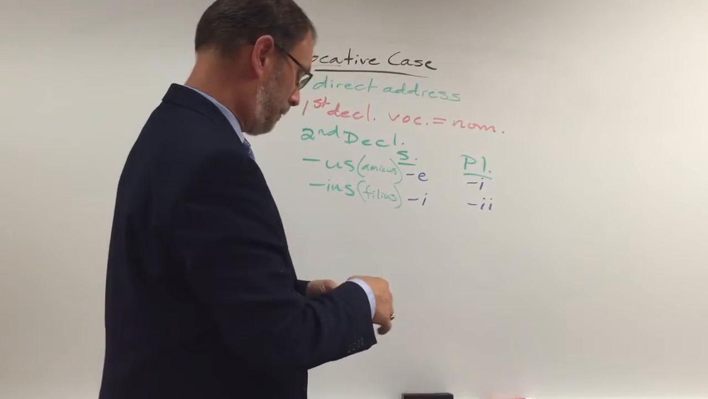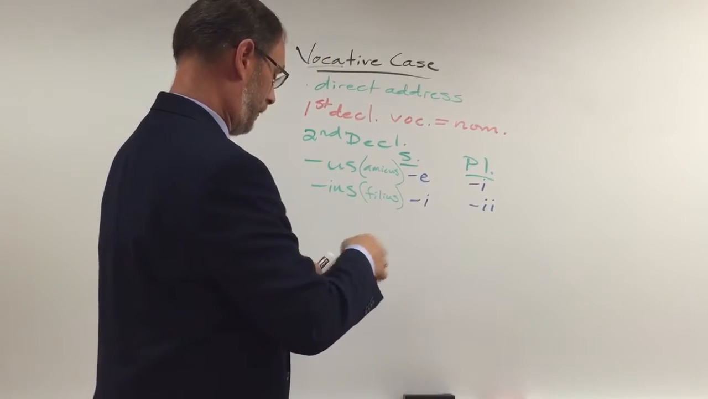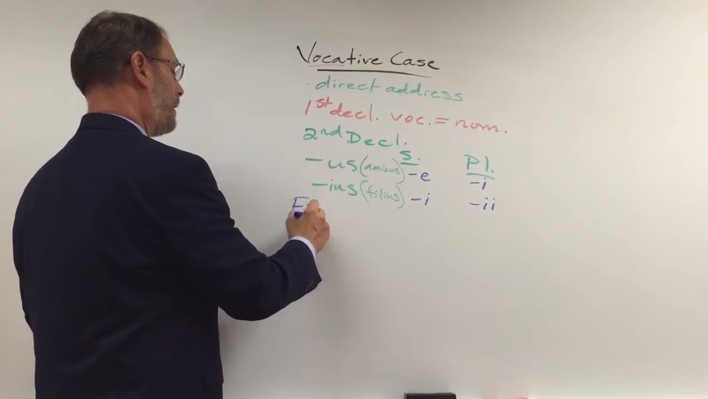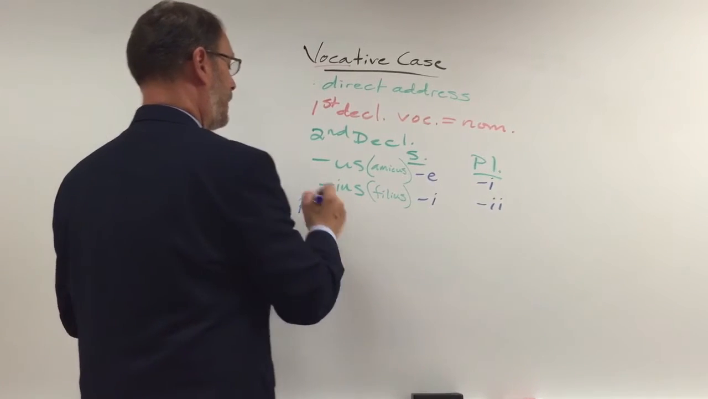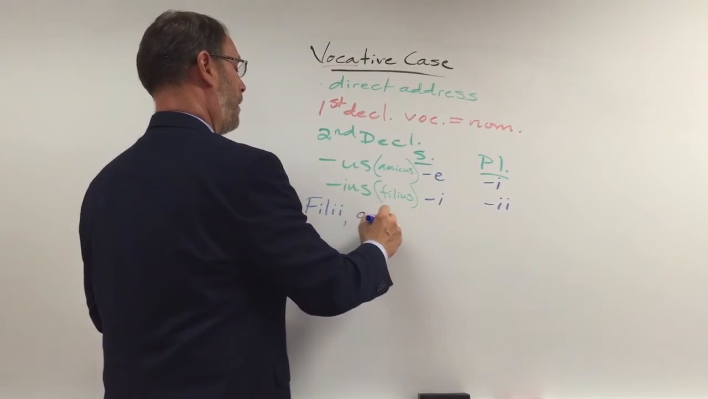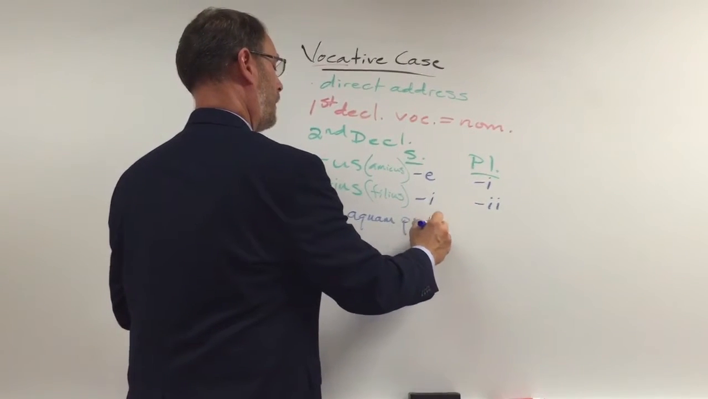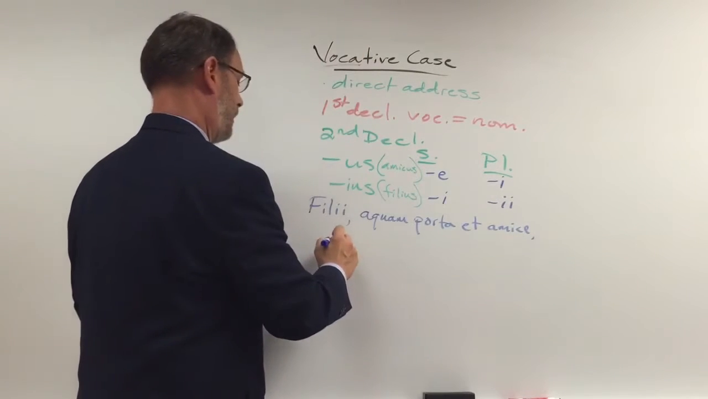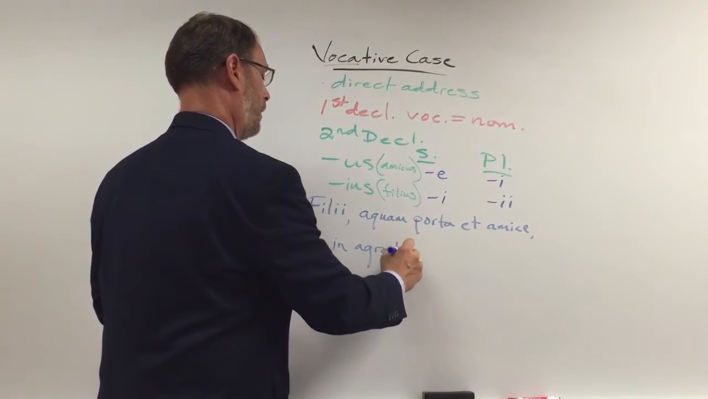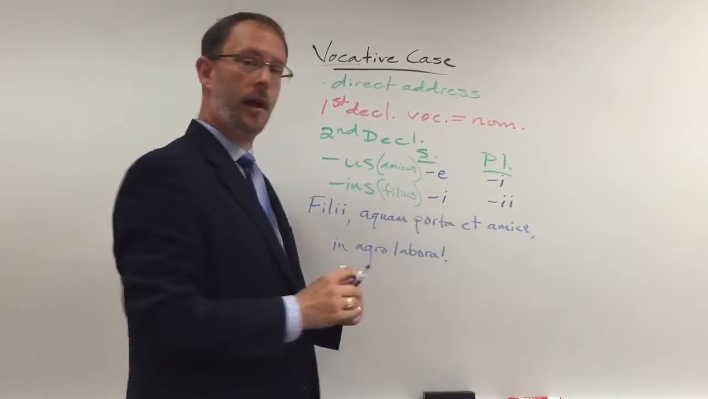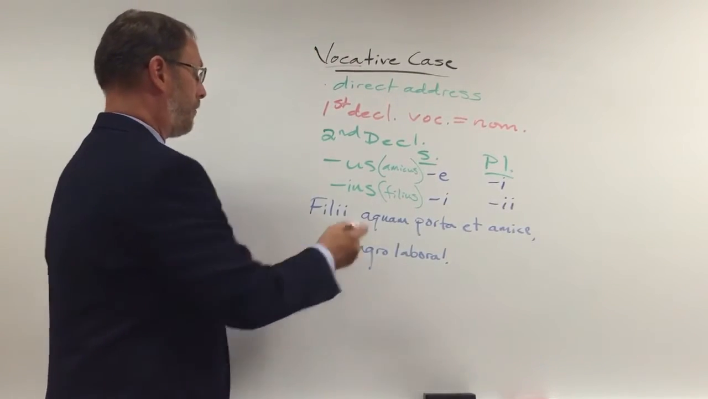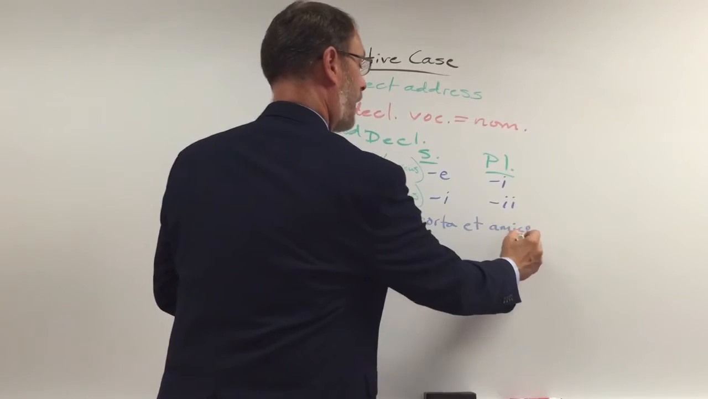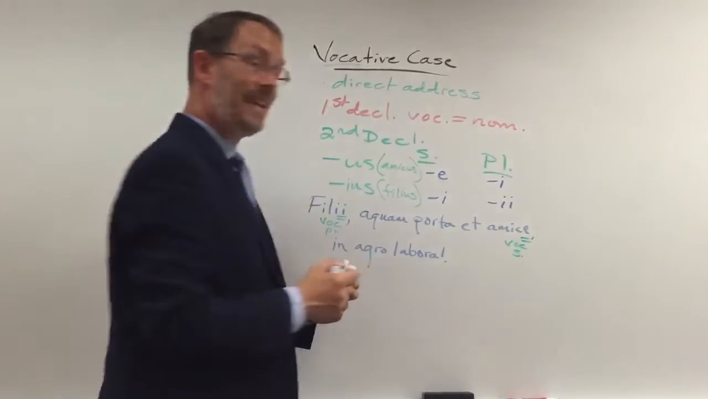Okay? So for example, we might have something like this. I might be talking to some people and I'd say, filii, aquam porta, et amice, in agro labora. Okay? So here I've got a vocative plural, that -ii, and here I've got a vocative singular with that -e.